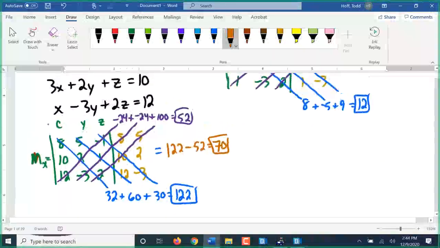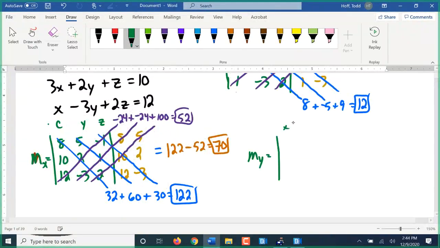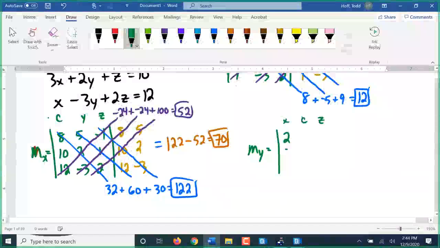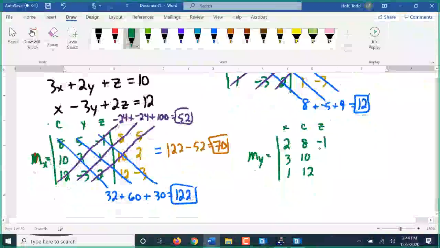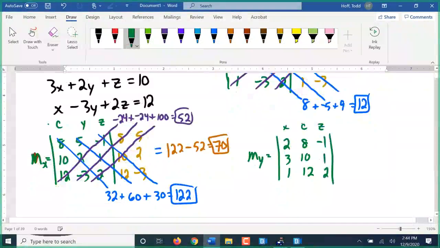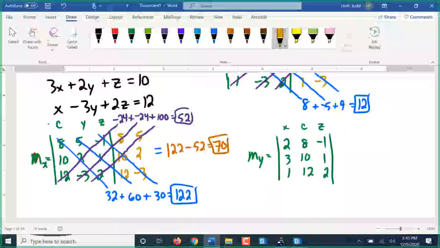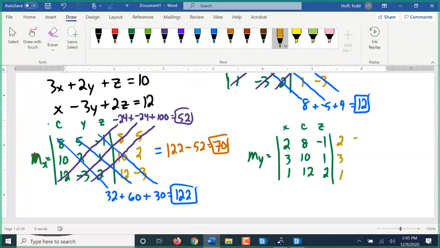So our Y matrix. In our Y matrix, remember, we replaced the Y with the constants. We've got our X values here, 2, 3, 1. Constants of 8, 10, and 12. And our Z's of negative 1, 1, and 2. We rewrite the first two columns. 2, 3, 1, 8, 10, 12. And we'll start our down diagonals.